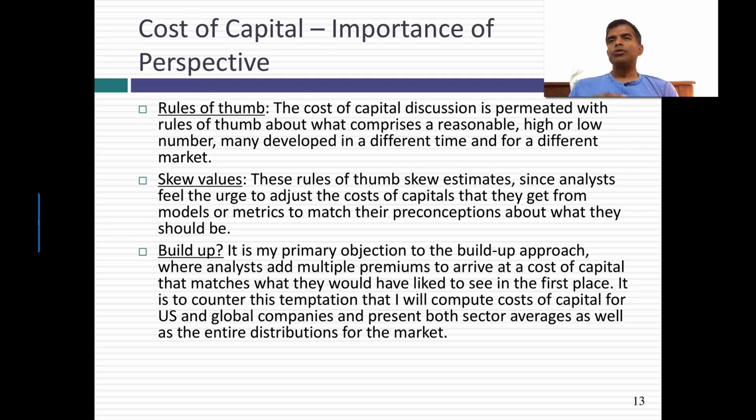Second, these rules of thumb, once they enter our minds, start to skew values. What do I mean by that? If you think a reasonable cost of capital is 10%, here's what's going to happen. Let's say you take today's risk-free rate, today's beta, and you plug in the numbers, you end up with a 6.5% cost of capital. You are convinced you missed something, right? So what do you do? You start adding things. This is my primary argument against using the build-up or the make-up approach of cost of capital, where you keep adding things till you get to a number you wanted to see in the first place.